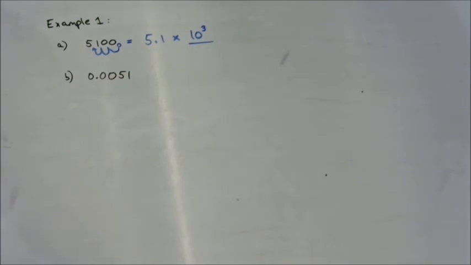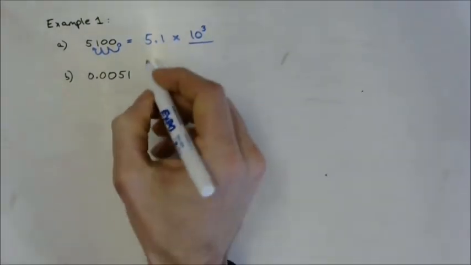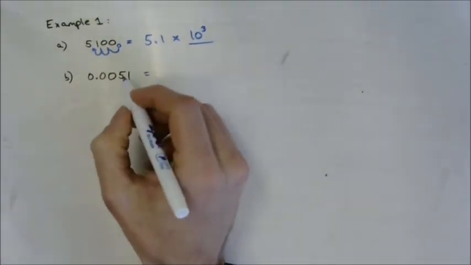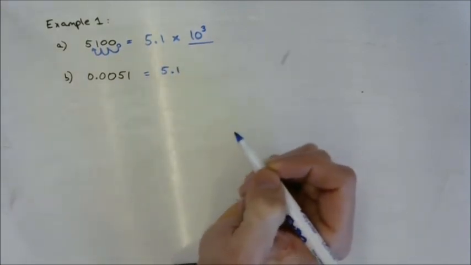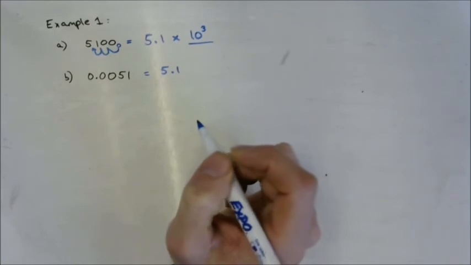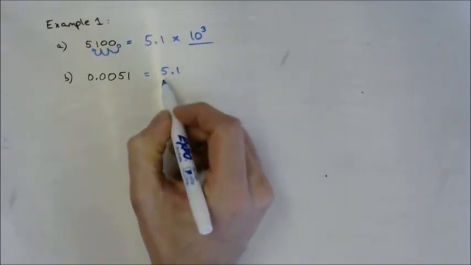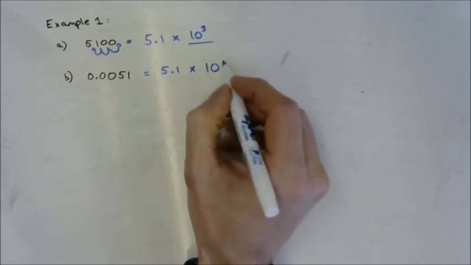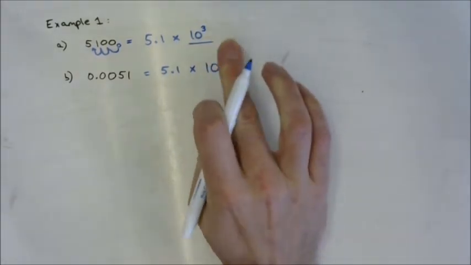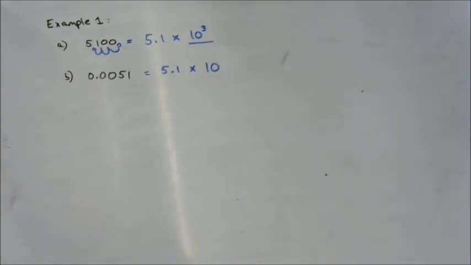0.0051. All right. Scientific notation. I know that the number that I'm working with is going to be 5.1. It has to be a number between 1 and 10 with only one digit to the left of the decimal place. And I'm going to be multiplying that by a power of 10. I just don't know which power of 10 yet. Is it going to be a positive number or a negative number?